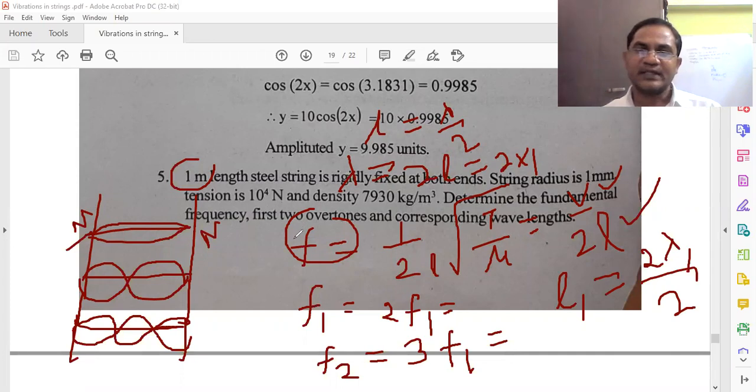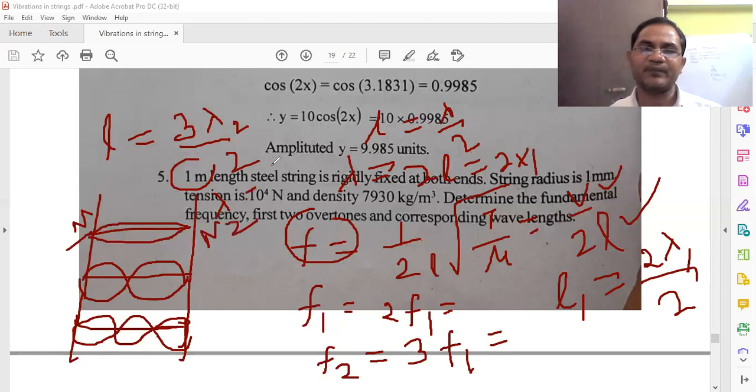Next, for the second overtone, the string vibrates with 3 loops. One loop length is lambda by 2, so 3 loops give 3 lambda 2 by 2. So the length L is equal to 3 lambda 2 by 2. From that, lambda 2 is equal to 2L by 3, that is 2 into length 1 by 3. You get the value in meters. I hope you understand.